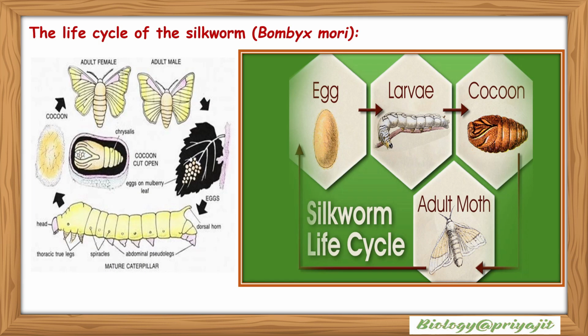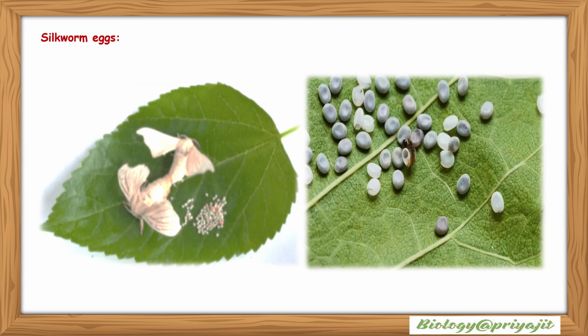The life cycle of the silkworm Bombyx mori consists of four distinct stages: egg, larva, pupa and adult. Each has its unique morphological characteristics. Silkworm eggs are small, oval-shaped structures measuring approximately 1 to 1.5 mm in size. Freshly laid eggs appear pale yellow or white, gradually darkening to a grey or brownish color as they approach hatching. The surface of the egg is smooth.